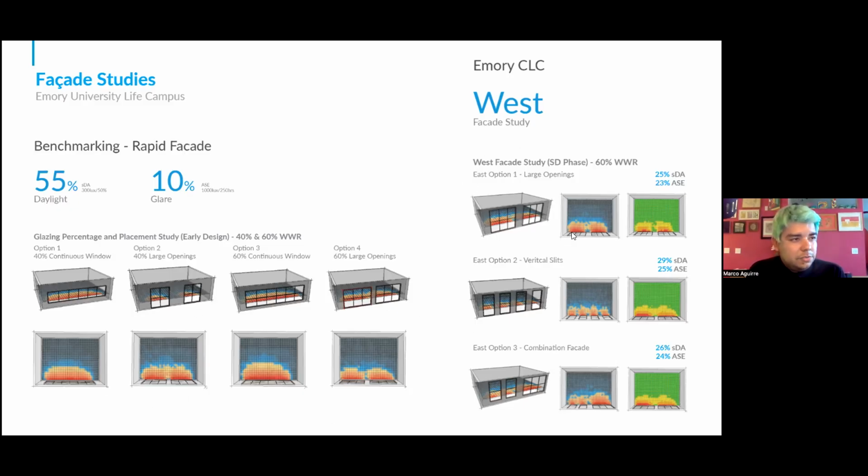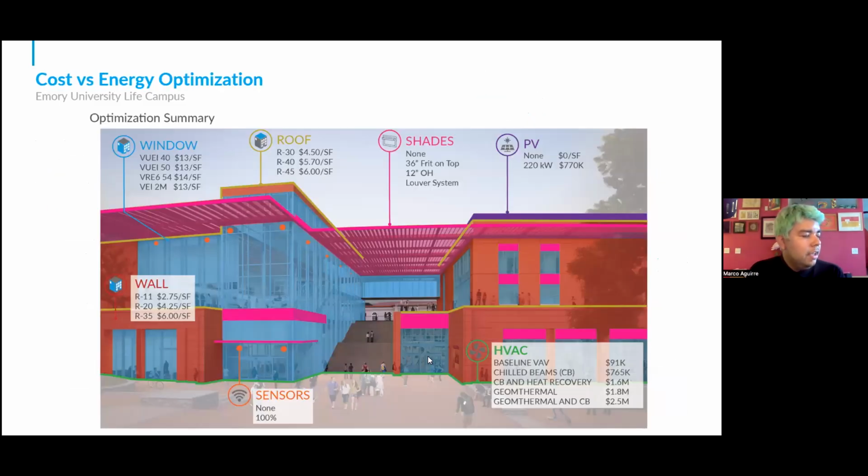We can look at different directions. So this is the west facade. Again, just looking at combining those different strategies, what kind of daylight access they allowed. With the facade tool, you can also look at things like overhangs, fins, in order to shade those spaces.